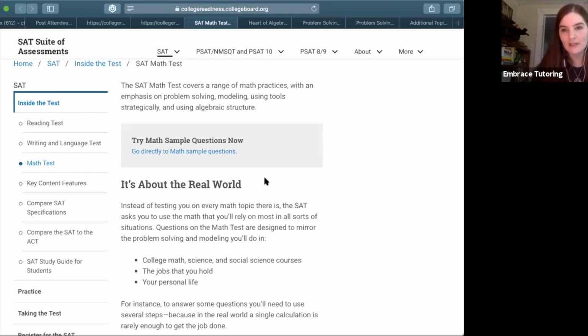Again, process of elimination, dealing with estimation, and plugging in numbers are all going to be helpful for the majority of questions.